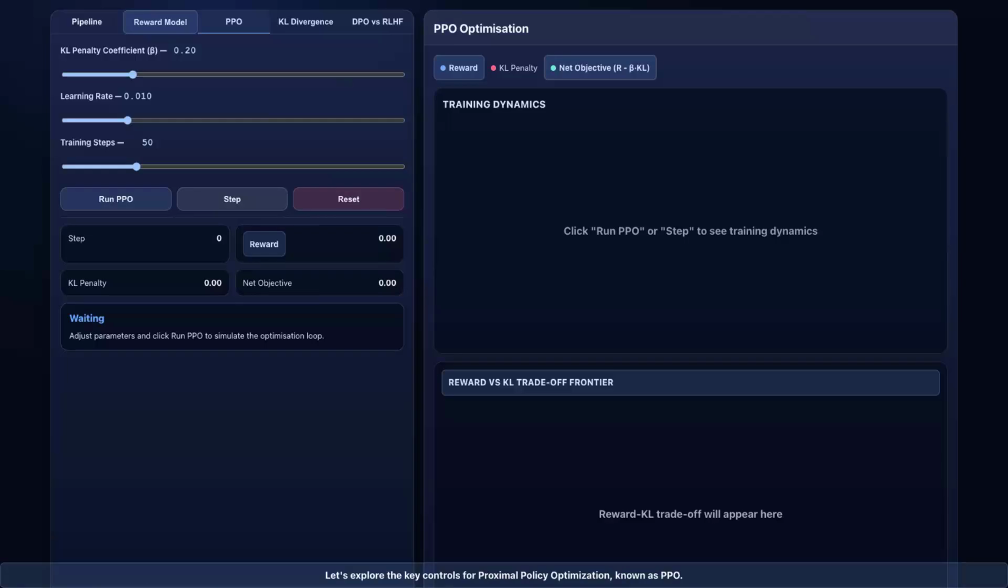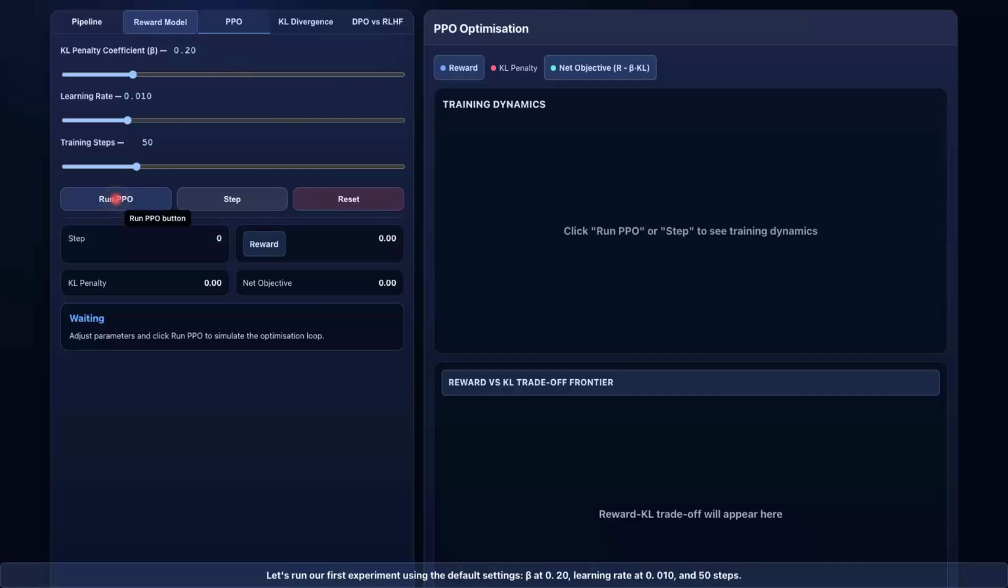Let's explore the key controls for proximal policy optimization, known as PPO. The beta slider determines how much we penalize the model for drifting away from the supervised fine-tuning baseline. The learning rate sets how big each update step is. We'll use these controls to run and analyze PPO training experiments. To train the model, we can run PPO for a full training session or step through one update at a time. If we want to start over, the reset button clears all progress. These controls let us experiment with different training dynamics.